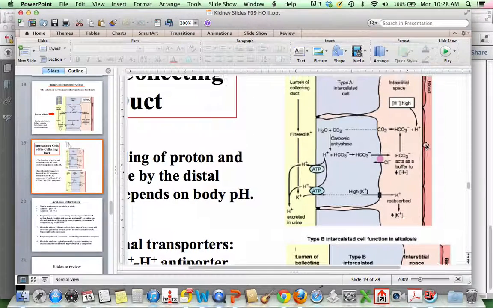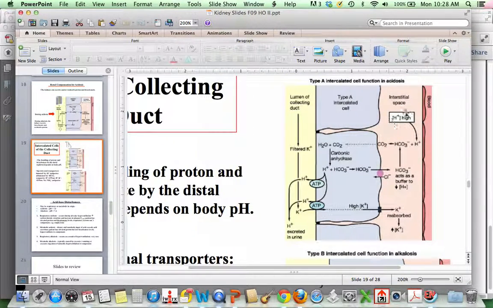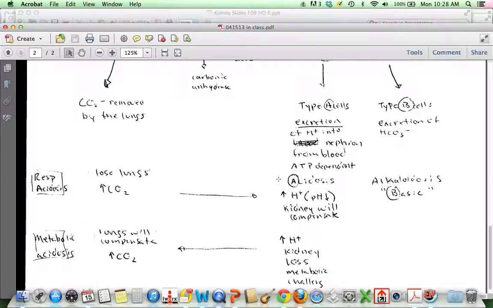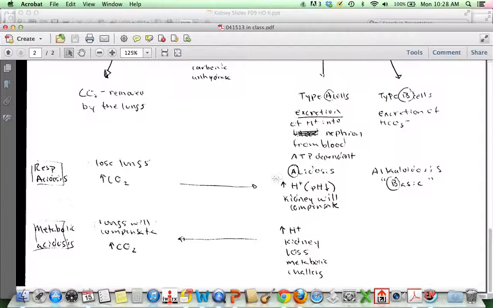And then up here, obviously, this is when our proton levels are high, and we want to be able to help excrete them. So these are ways that we can have our kidneys work to manage protons and bicarbonate. And so going back to our PDF here, we can see two different examples: respiratory acidosis and metabolic acidosis.